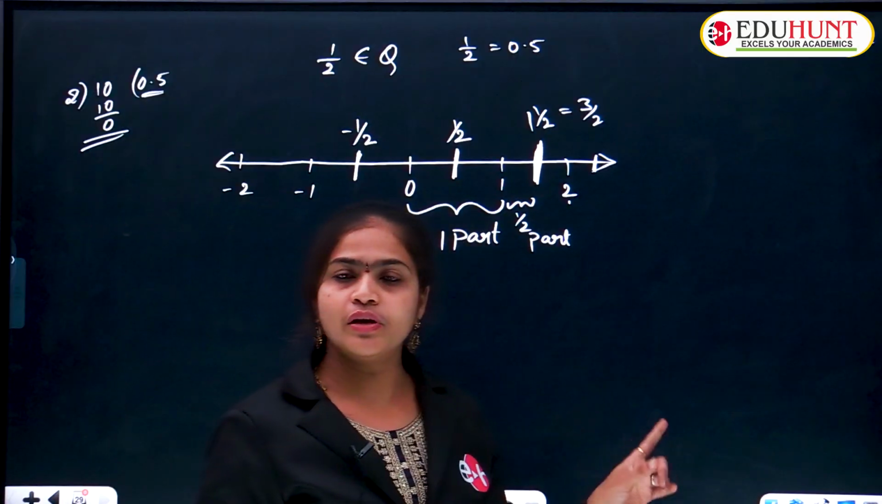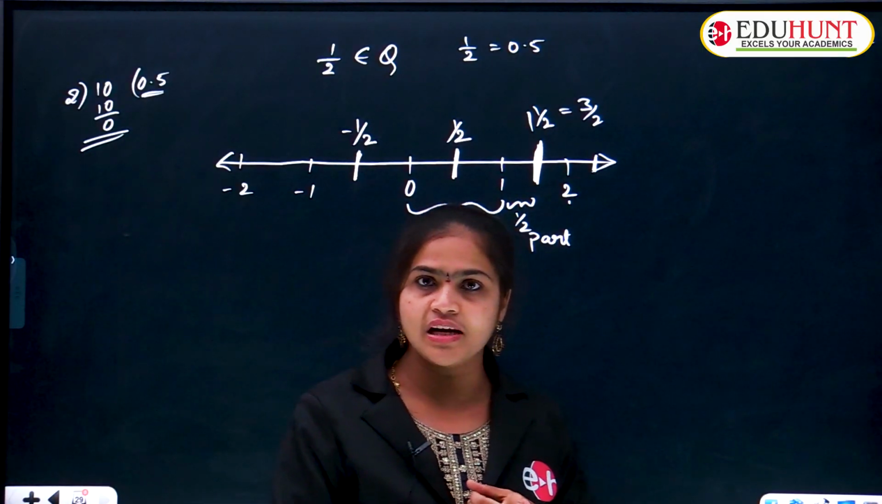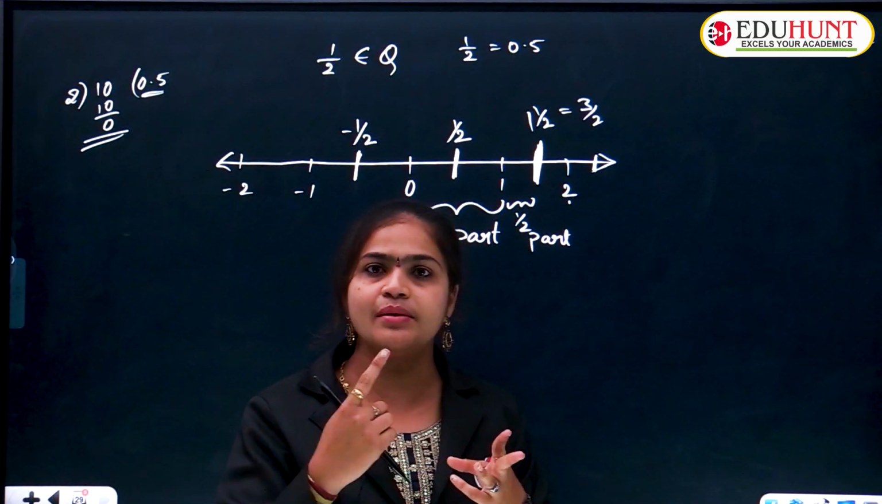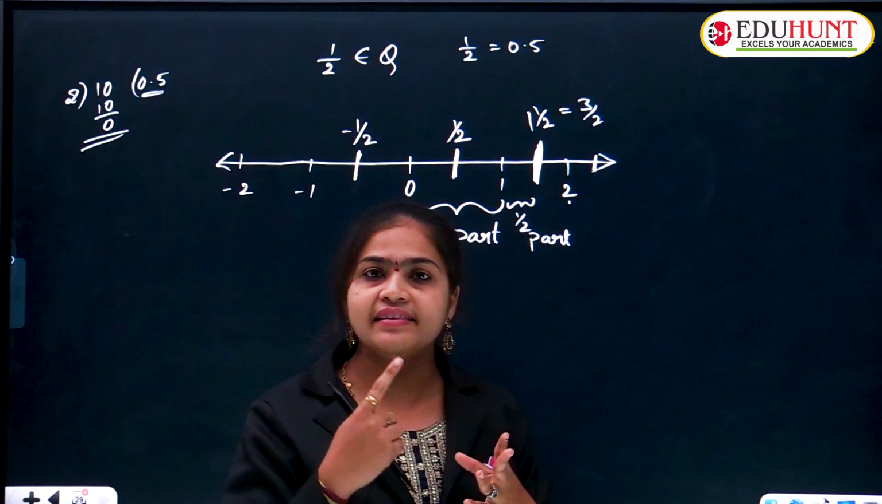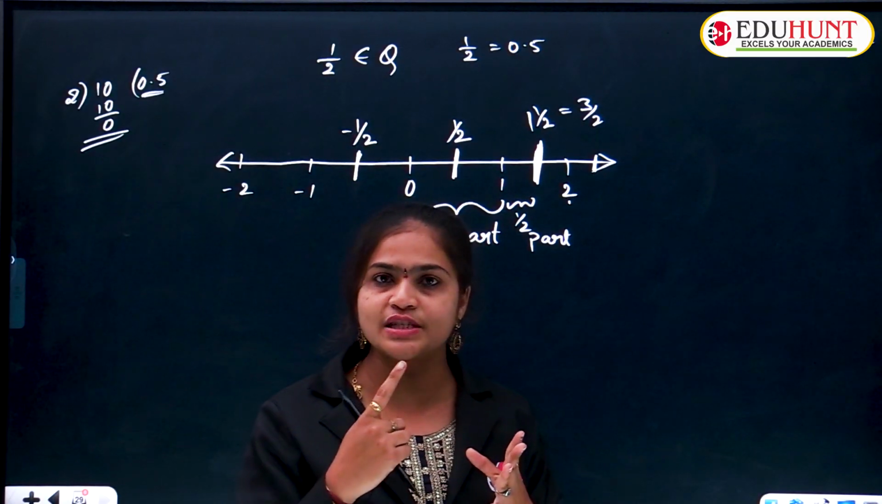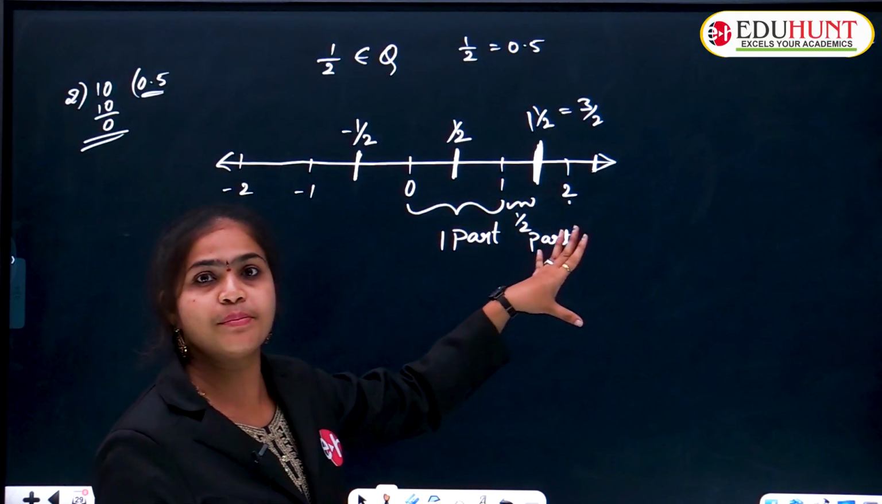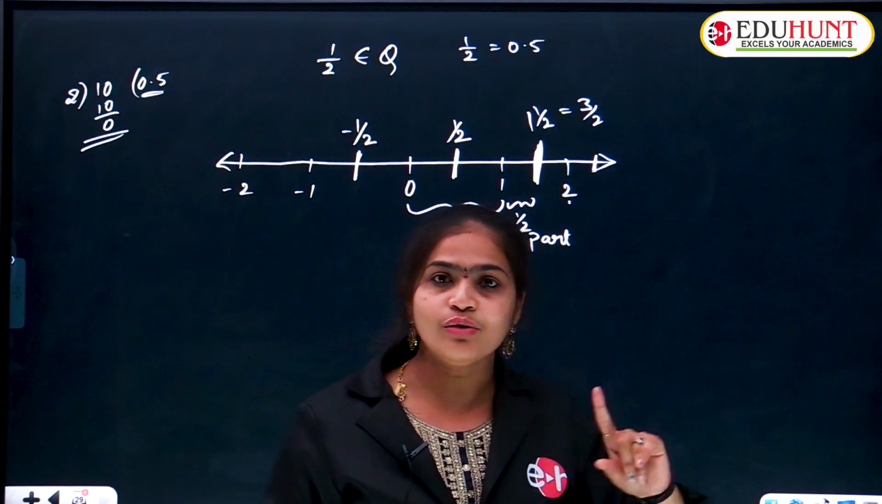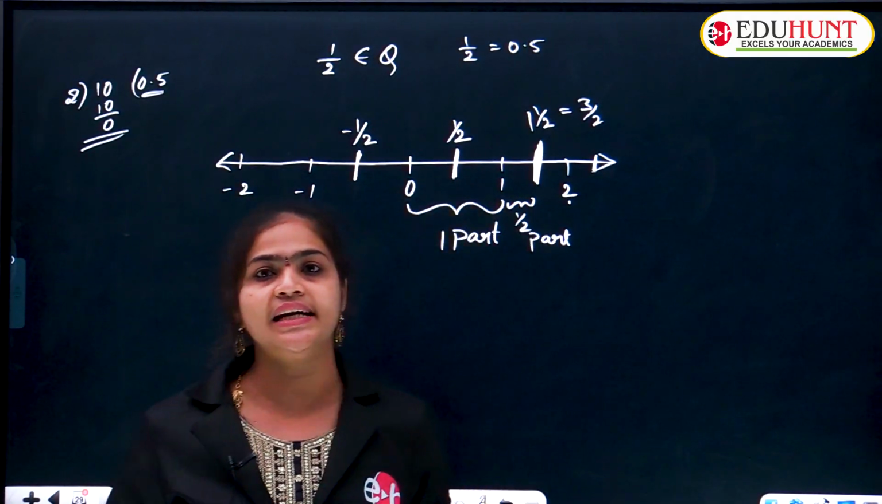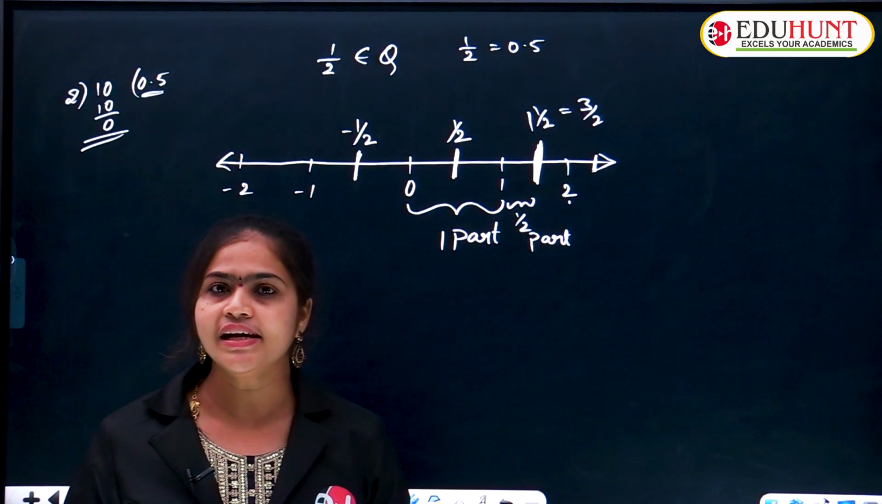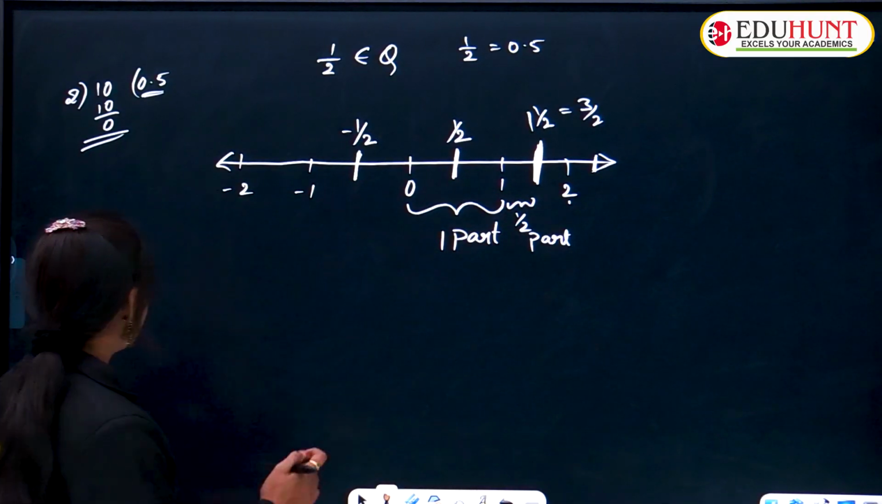Okay, children, up to now we discussed rational numbers, positive rational numbers and negative rational numbers, and in the same way the simplest form of a rational number, and where we can observe rational numbers on a number line. Along with that we have equivalent rational numbers. Equivalent rational numbers means what? See here.